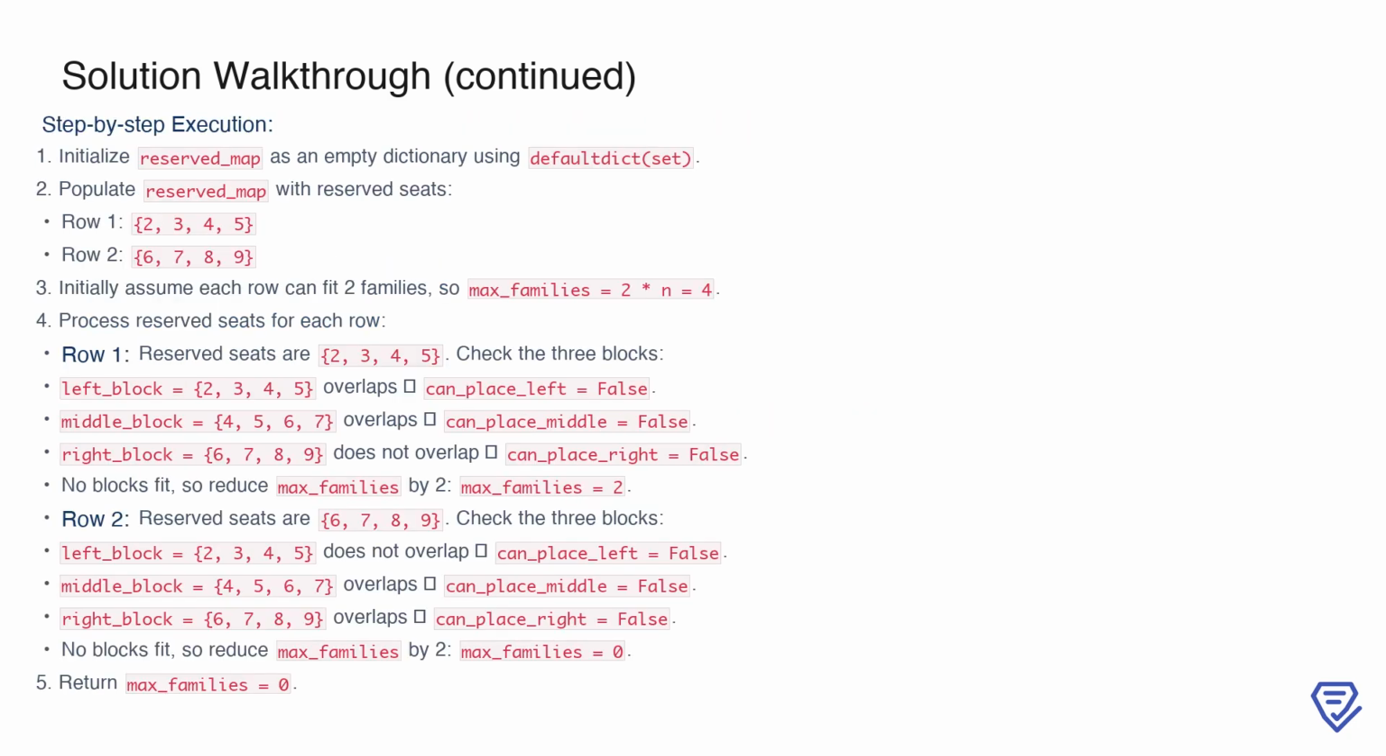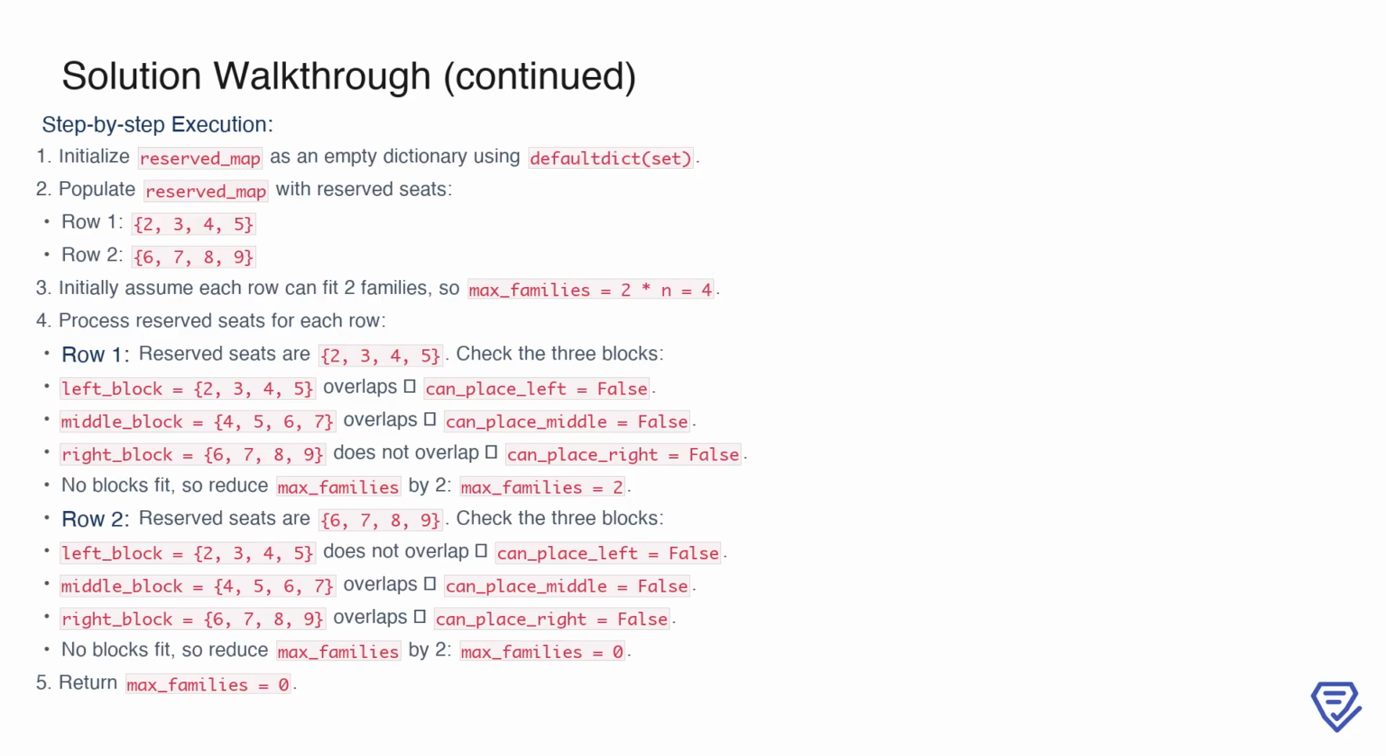We begin by initializing reserved underscore map and populating it with the reserved seats from the input. Row 1 has reserved seats 2, 3, 4, 5, and row 2 has 6, 7, 8, 9. Initially, we assume each row can fit 2 families, giving a total of 4 families. Starting with row 1, we evaluate the 3 blocks of seats. The left block, 2, 3, 4, 5, overlaps entirely with the reserved seats, making it unusable. The middle block, 4, 5, 6, 7, also overlaps, and the right block, 6, 7, 8, 9, does not fit either.